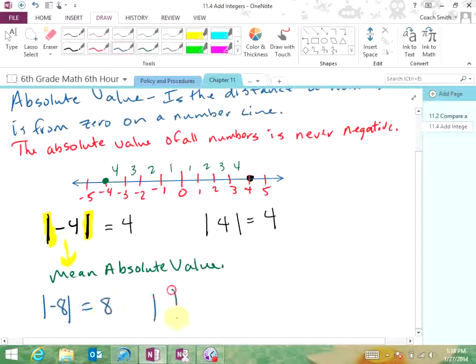Okay, so what is the absolute value of 7? 7. What is the absolute value of 105? 105. So the absolute value is the number of units a number is from 0.